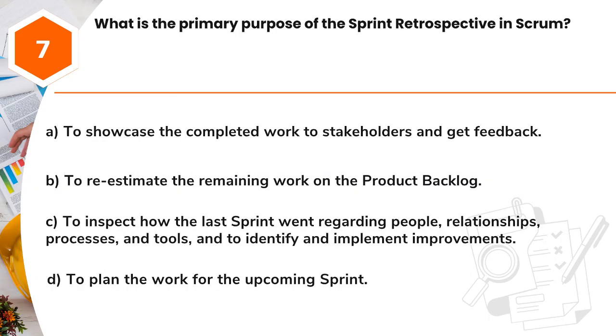Question 7. What is the primary purpose of the sprint retrospective in Scrum? A. To showcase the completed work to stakeholders and get feedback. B. To re-estimate the remaining work on the product backlog. C. To inspect how the last sprint went regarding people, relationships, processes, and tools, and to identify and implement improvements. D. To plan the work for the upcoming sprint.